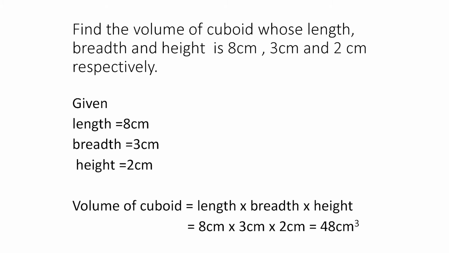So given length is 8 cm, breadth 3 cm and height 2 cm. Therefore, volume of cuboid is equal to length multiplied by breadth multiplied by height. Substitute the given values for length, breadth and height, that is 8 cm multiplied by 3 cm multiplied by 2 cm, and you get volume of cuboid as 48 cm cube.